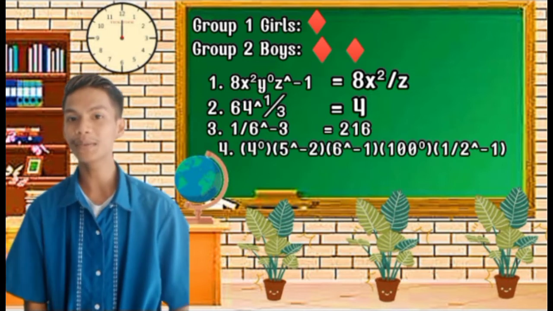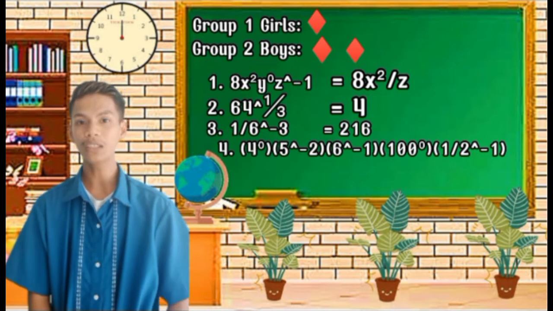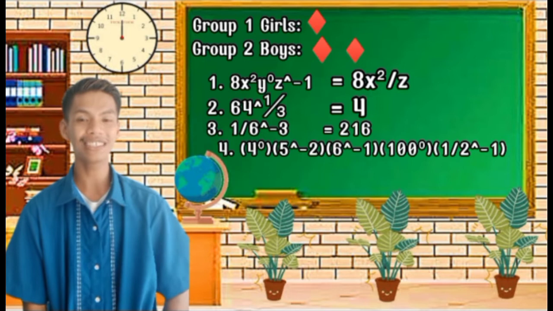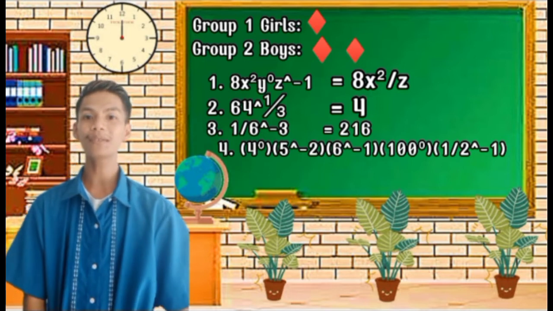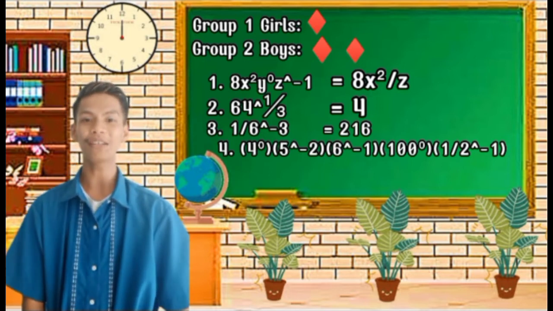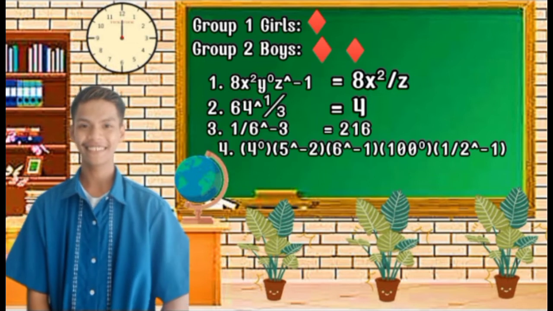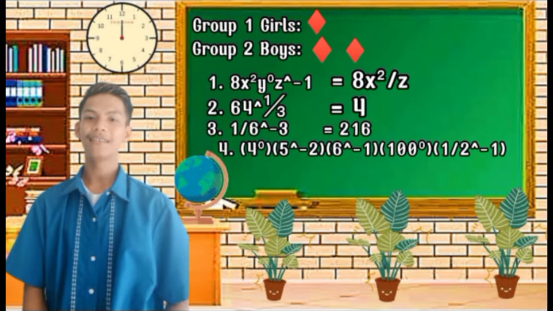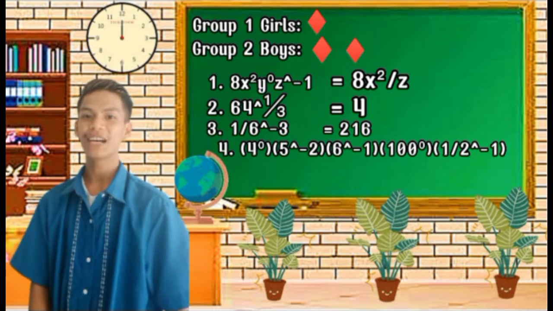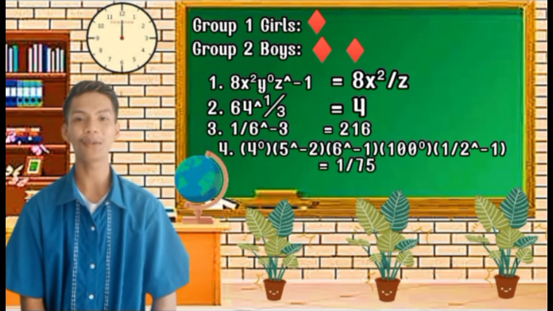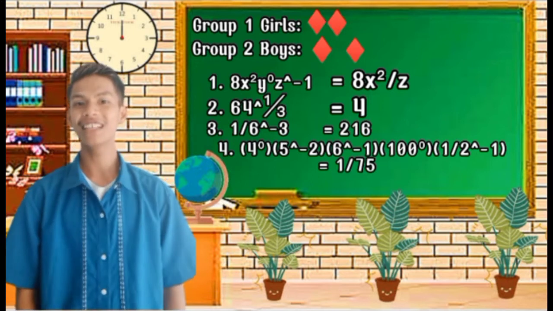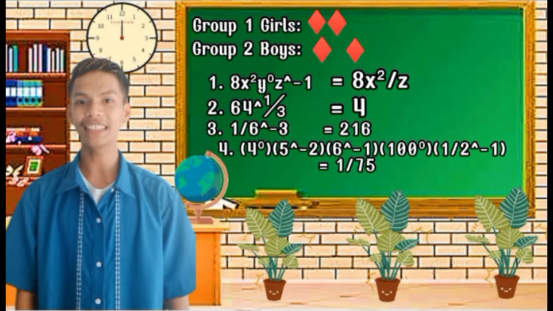4 raised to 0 times 5 raised to negative 2 times 6 raised to negative 1 times 100 raised to 0 times 1 over 2 raised to negative 1. Very good. The answer is 1 over 75. So our score is all 2. Last, the one who raises their hand first and answers this will be the winner.